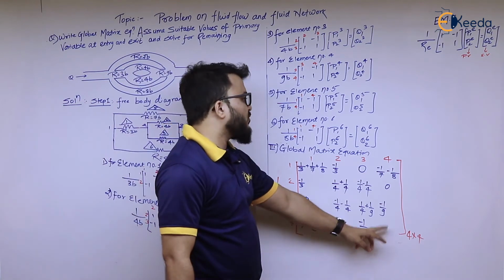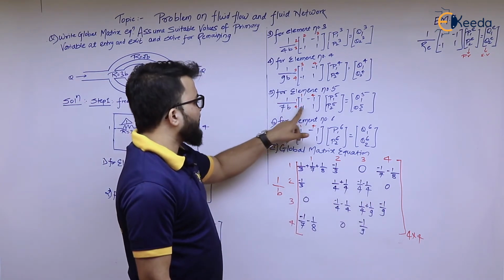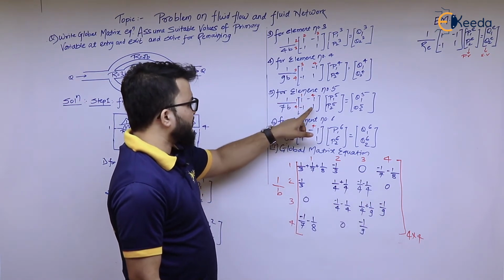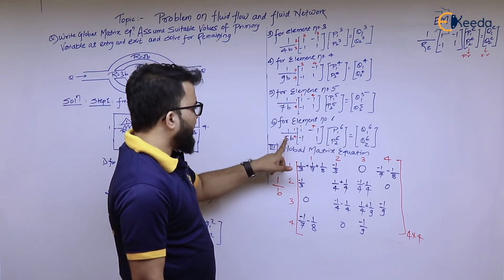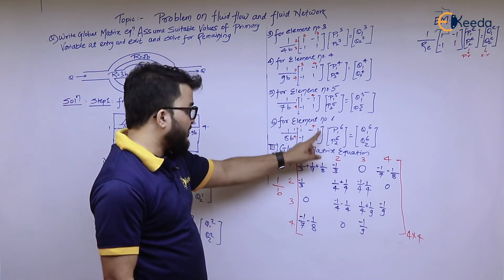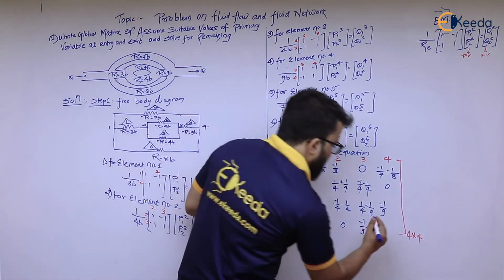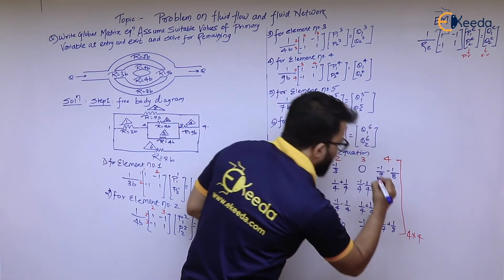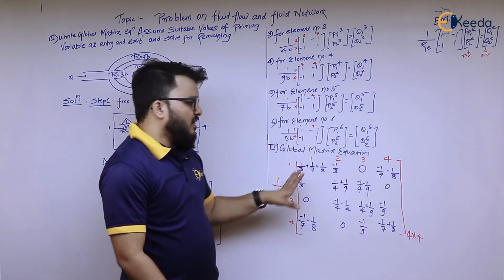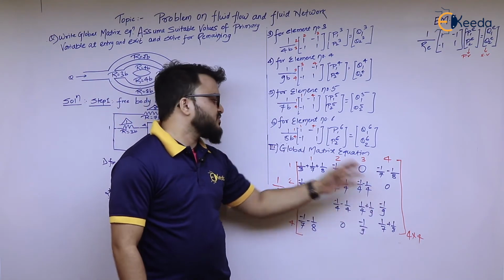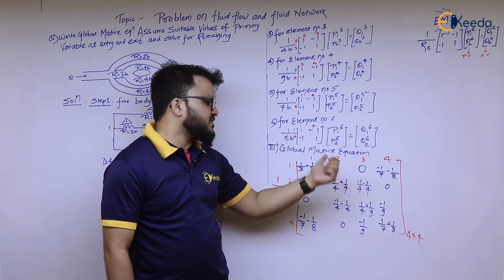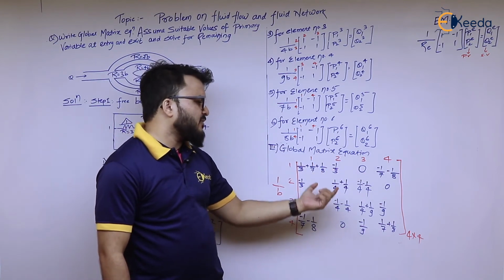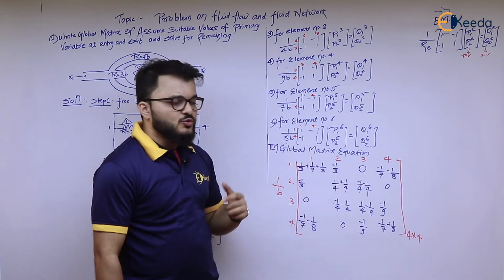Last is row number 4, column number 4. This has one element, 1 by 7. Again this is also row number 4, column number 4, this is 1 by 8. So this becomes 1 by 7 plus 1 by 8. So that is the 4 by 4 matrix, which is known as the global matrix equation. Now we will solve this matrix and find the required solutions.